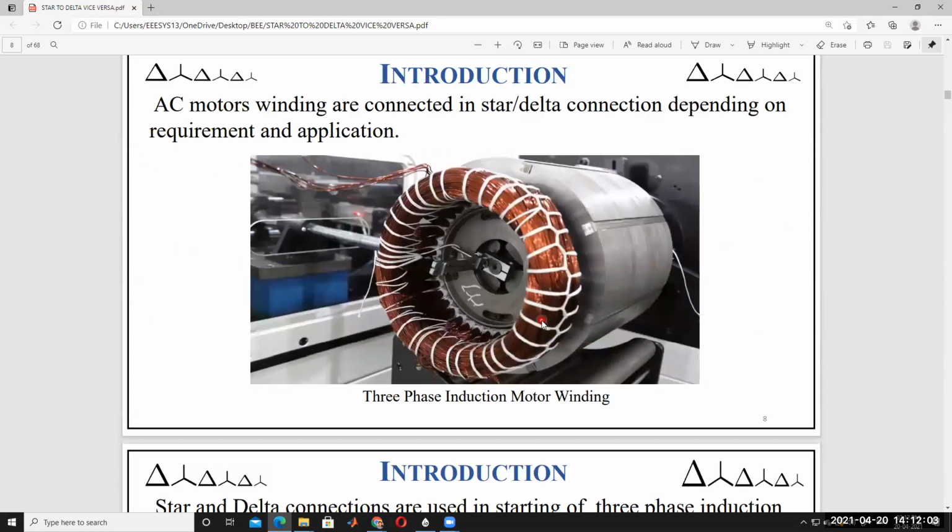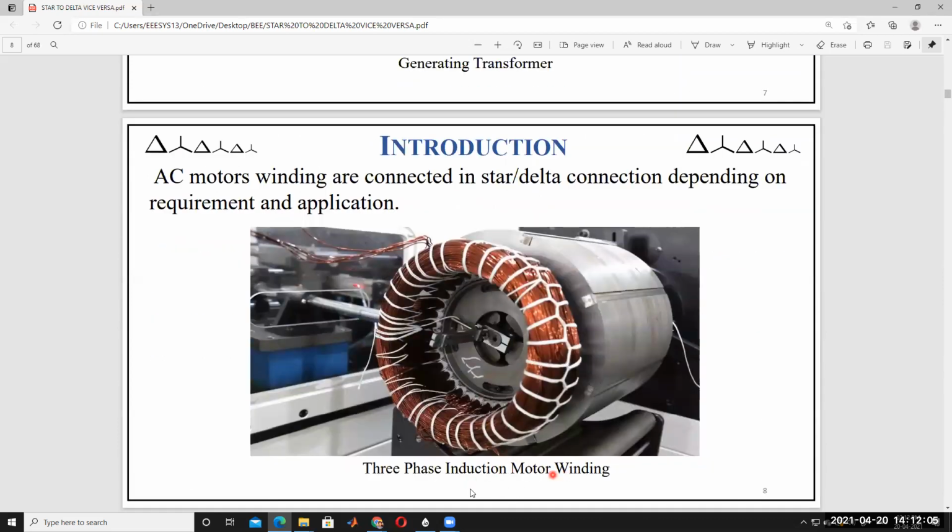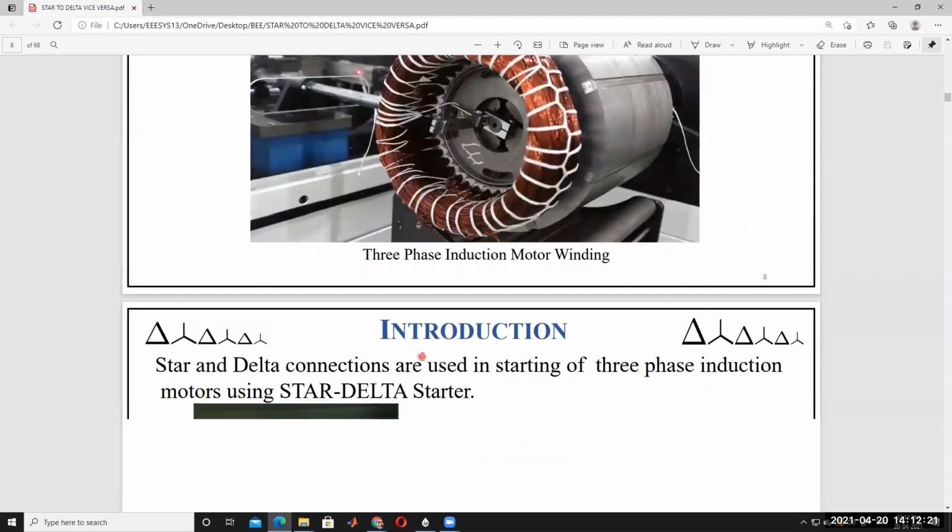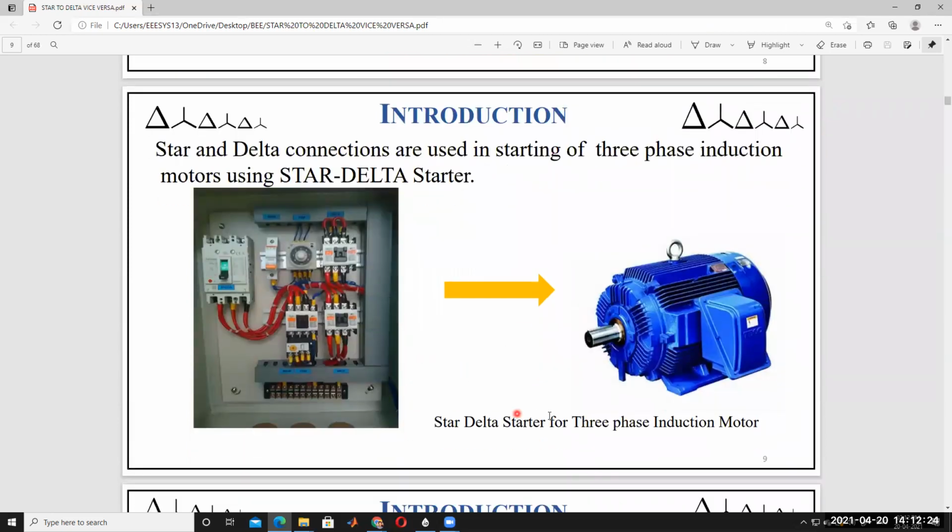Clear? And then motor windings: three-phase induction motor windings, the winding inside the machine, are designed in AC motors. Windings are connected in star or delta connection depending on requirement and application. Understood? Star delta connections are used in the starting of three-phase induction motors using star delta starters. To start this type of induction motor, star delta starters are used.